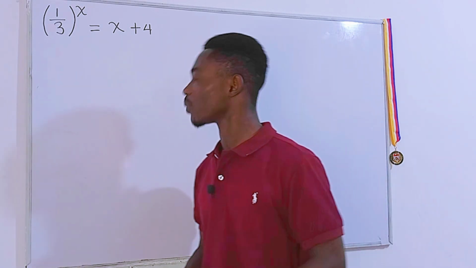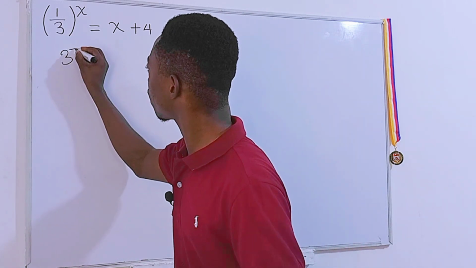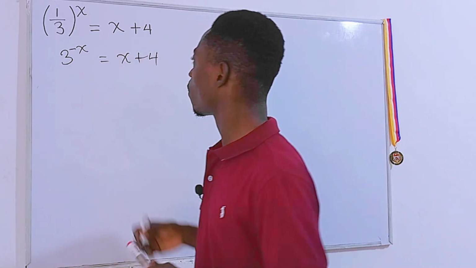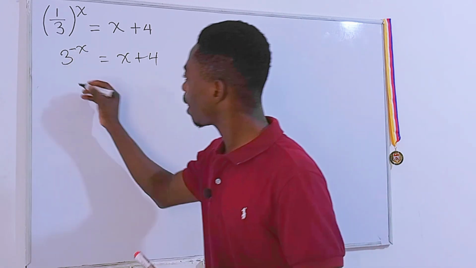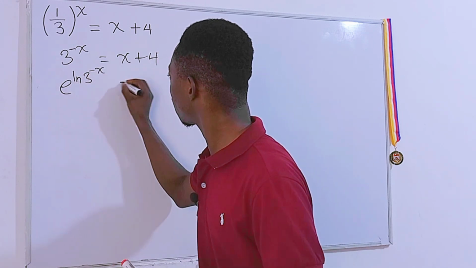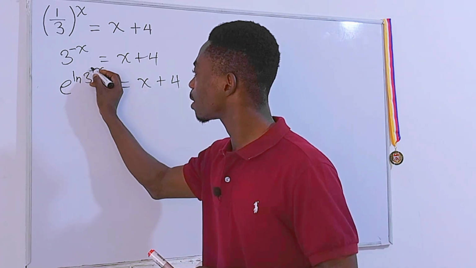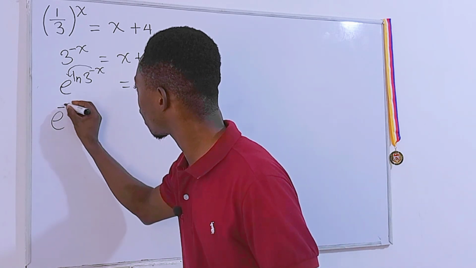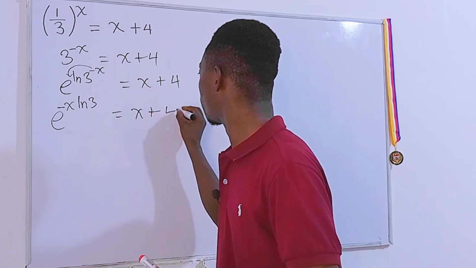Now, let's get right into it. On the left-hand side of the equation, we can write it as 3 to the power -x is equal to the right-hand side, which is still x plus 4. Now this time, I would like to write the 3 to the power -x as e to the power ln of 3 to the power -x, and still on the right we have x plus 4. And remember, we can move this negative to the front, so that we will have e to the power -x ln of 3 is equal to x plus 4.